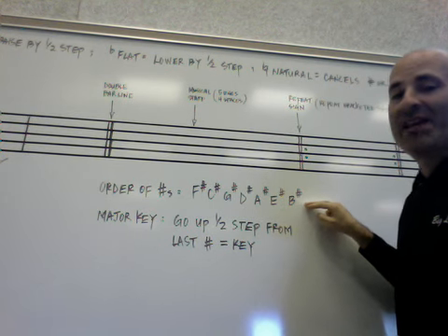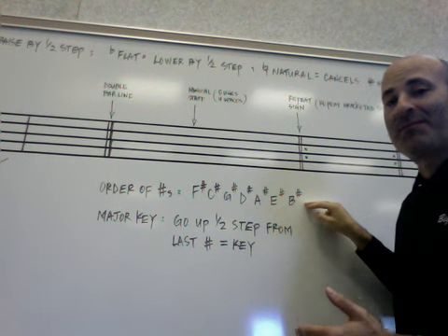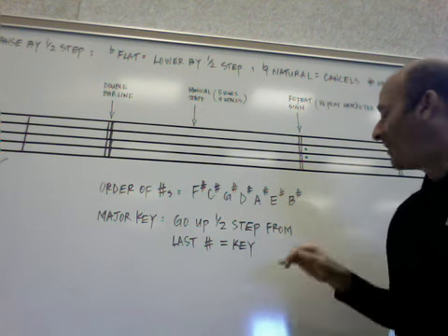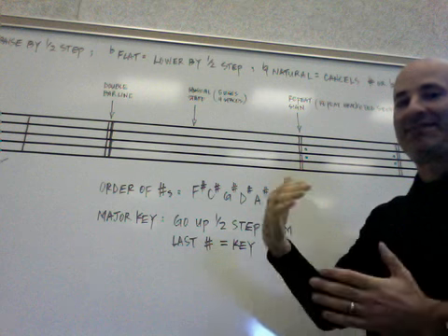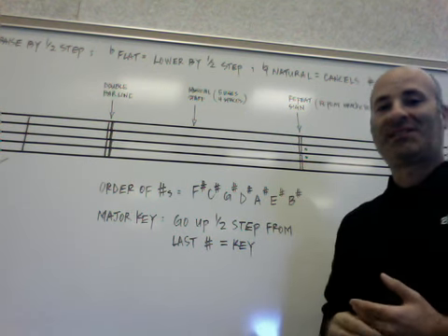So if we go up 1/2 step from B sharp, we get the key of C sharp major. Once again, up a 1/2 step from B sharp is not C flat, but up a 1/2 step from B sharp is the note C sharp.